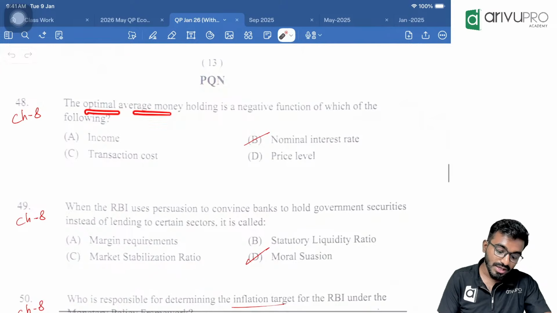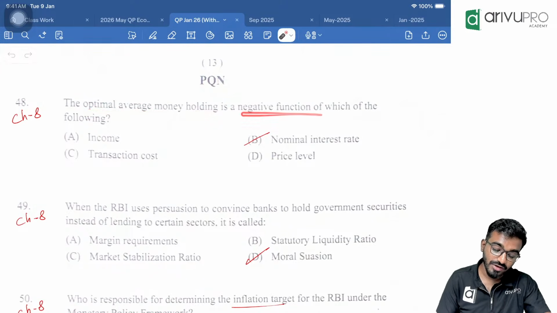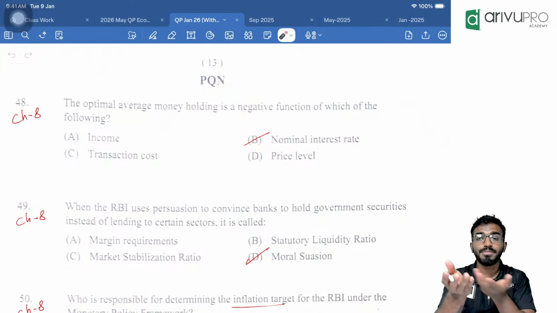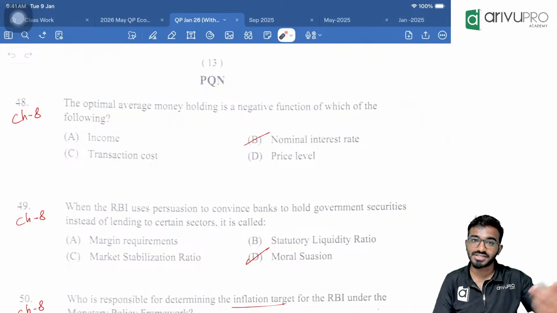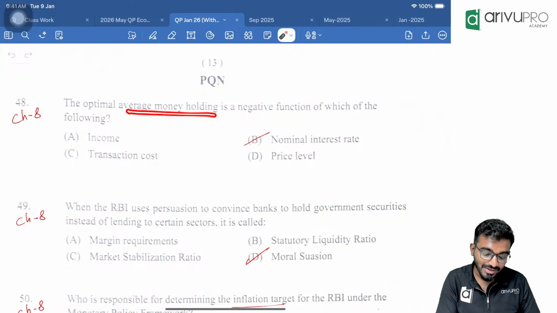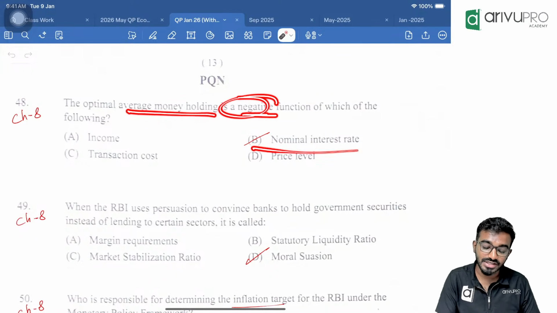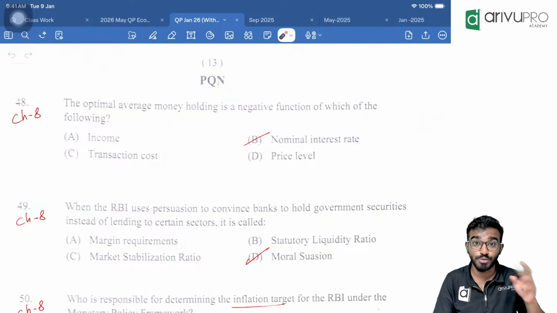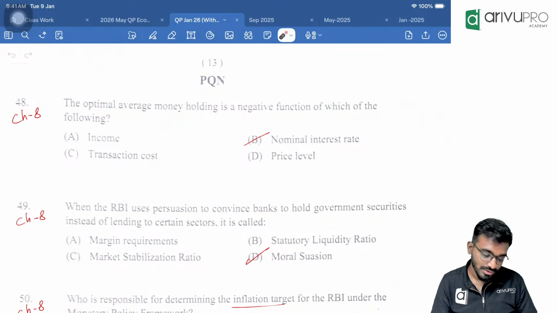The optimal average money holding is a negative function of which of the following: nominal interest rate. If the interest rate is more, you will not keep money in hand. Opportunity cost will be there, right? When bank interest rates are high and bond market interest rates are high, would you simply keep money in your hand? So average money holding will be negatively related to interest rates. But transaction demand and precautionary demand have a positive relation with income. When you earn more, you will set aside more.